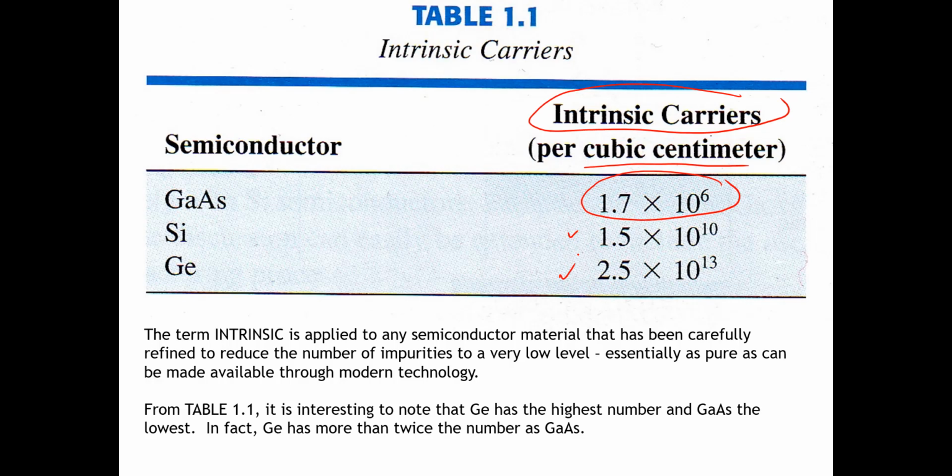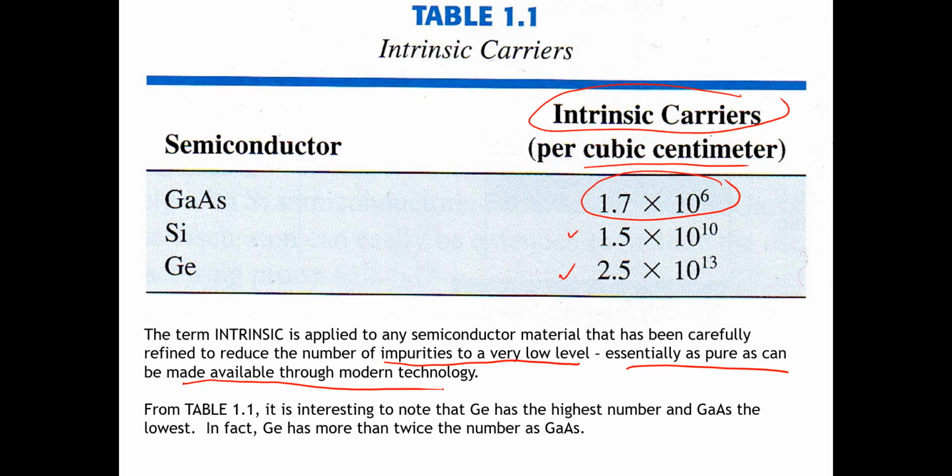Okay, the term intrinsic. Intrinsic means that this is a pure semiconductor. We didn't dope this semiconductor with another material. So this is the intrinsic. The impurity is very low, so it's essentially pure, as can be made through modern technology.